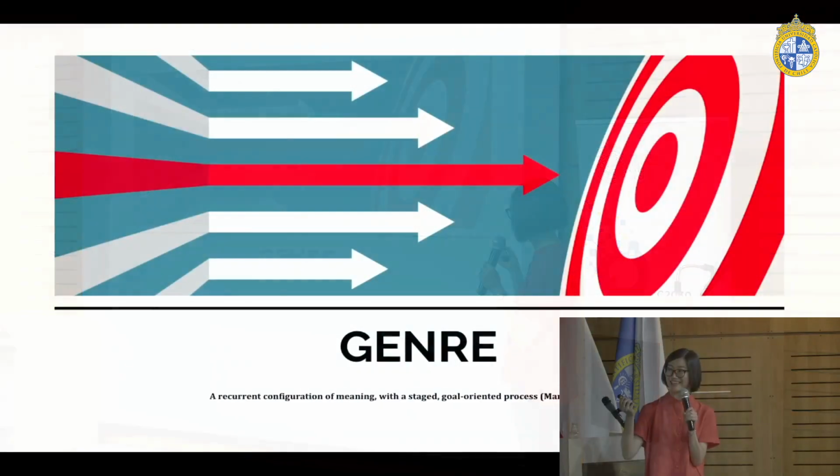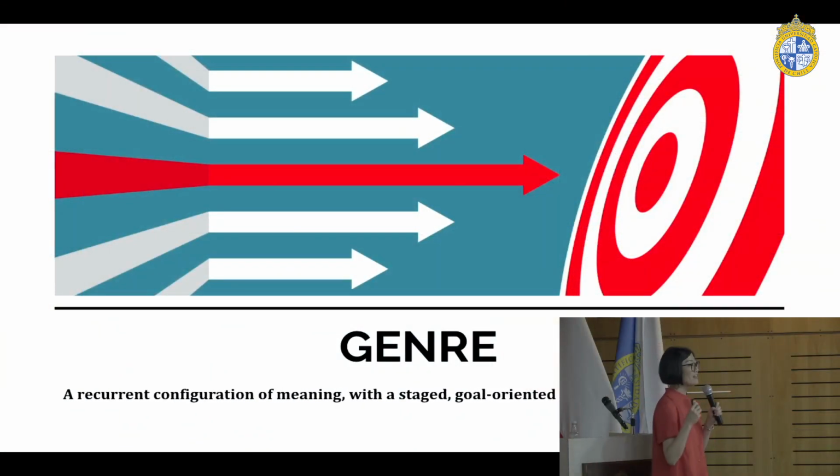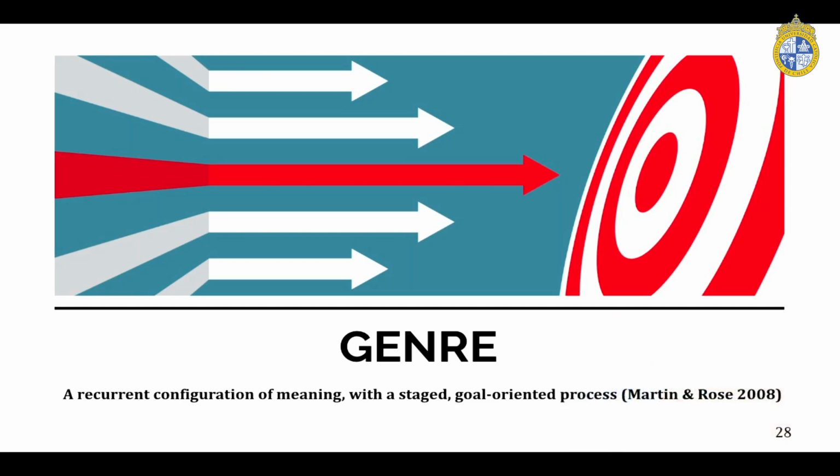A genre is a recurrent configuration of meaning. So it's recurrent because, well, this research report shares something, right? Have something in common with that research report. This lab report has something in common with that lab report. So there is a recurrent pattern of meaning making.